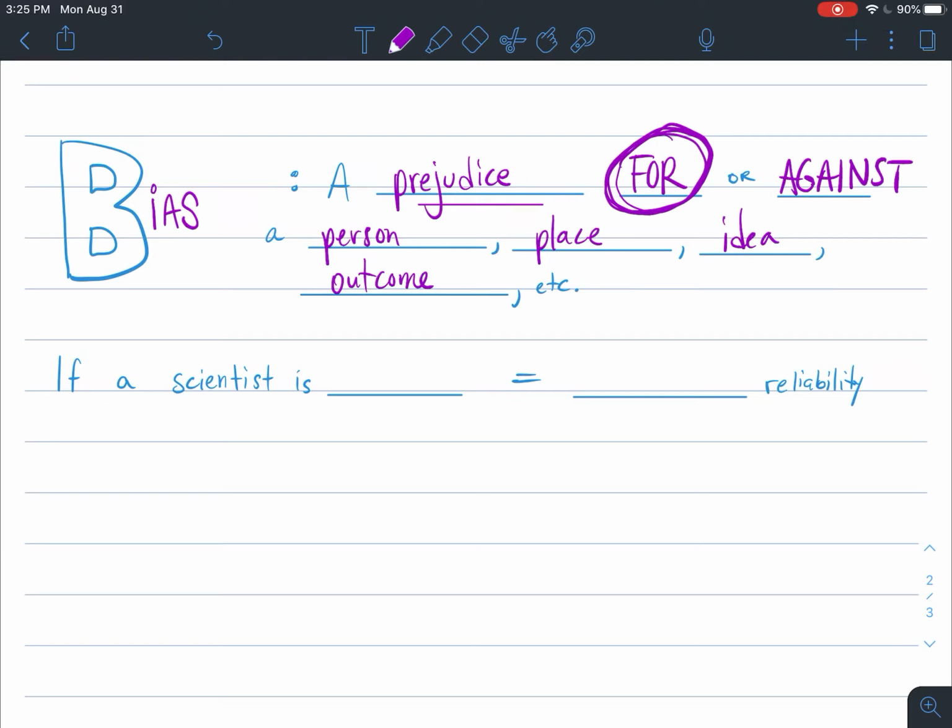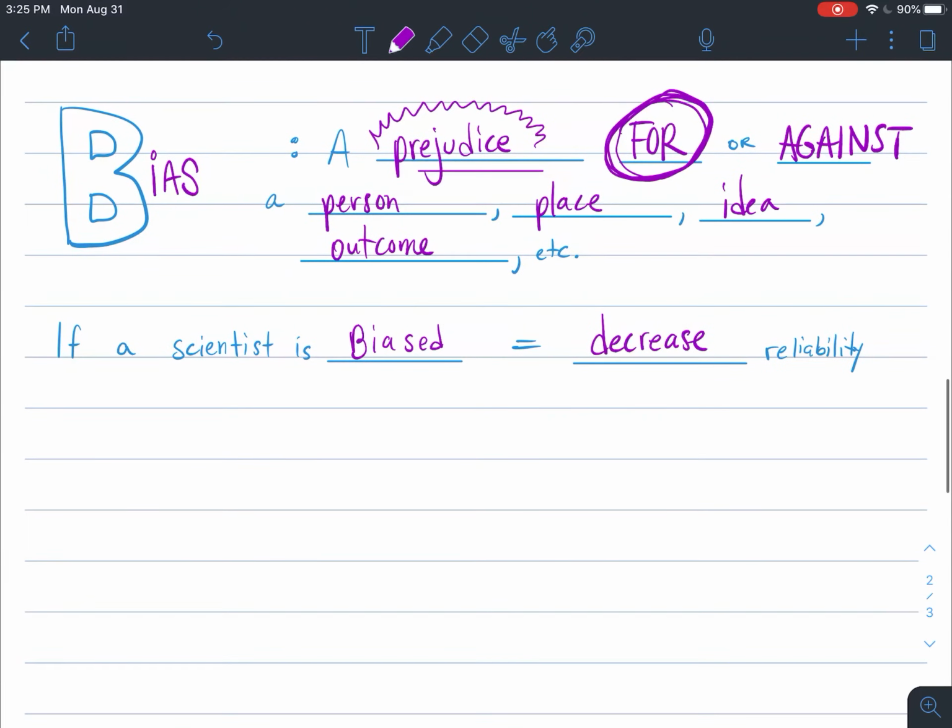But this happens in a lot of different instances in a lot of different cases. Sometimes we have a bias towards people that look like us. So if we see someone that looks like us, we believe that they're going to act like we would. So therefore we think that we know what's going to happen in an experiment. So we just expect something to happen because sometimes we have a prejudice and we don't even know that we have a prejudice. So if a scientist is biased, that means that it's actually going to decrease the reliability because you really can't trust them. So if a scientist is biased, then it decreases the reliability.